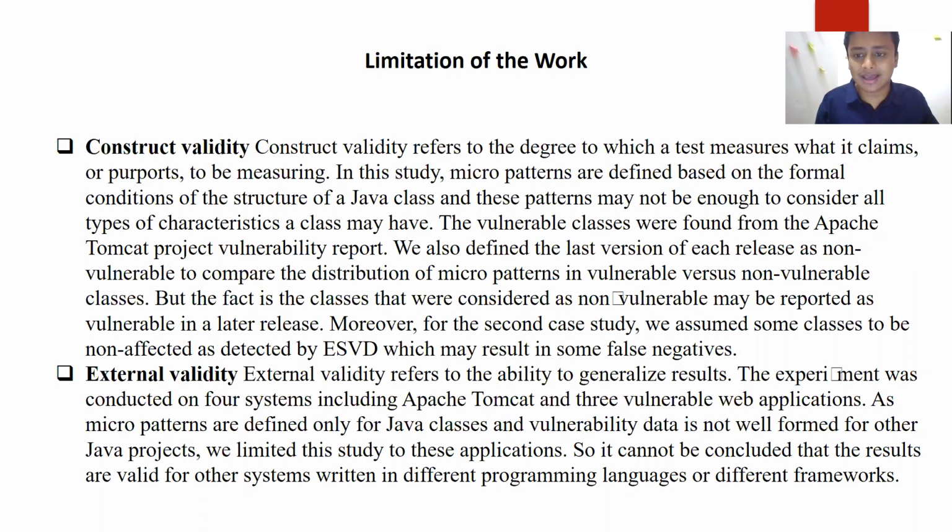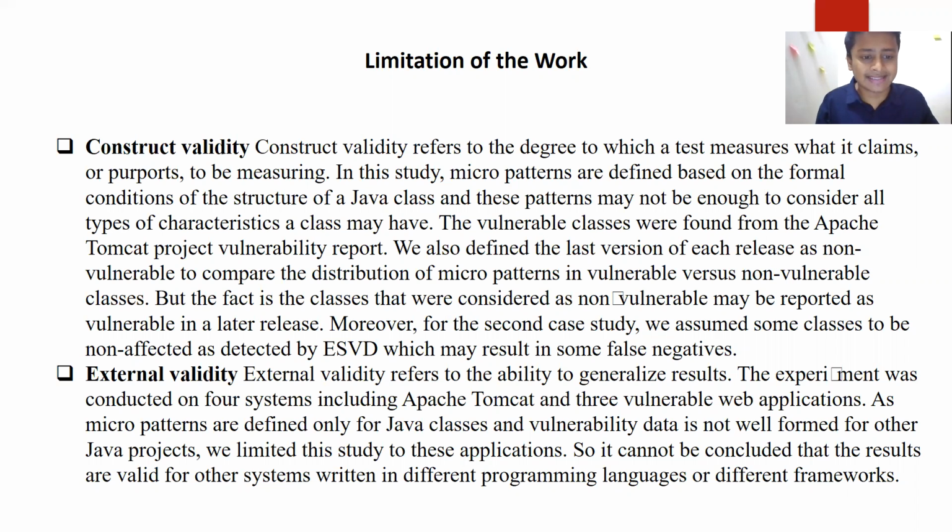The vulnerable classes were found from the Tomcat project vulnerability report. We also define the last version of its release as non-vulnerable to compare the distribution of microfeatan in vulnerable versus non-vulnerable classes. But the effect is that classes considered non-vulnerable may be reported as vulnerable in a later release. Moreover, for the second case study, we assume some classes to be non-affected as detected by ESBD, which may result in some false negatives.